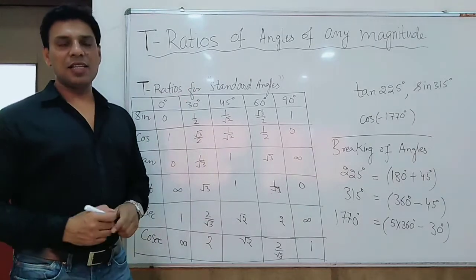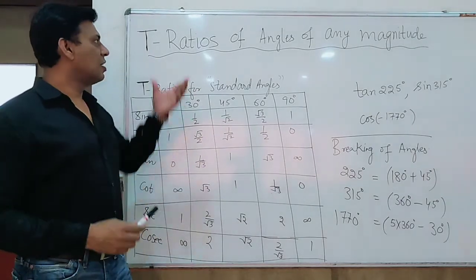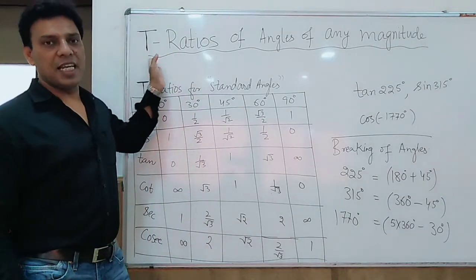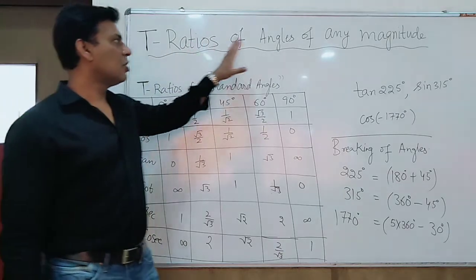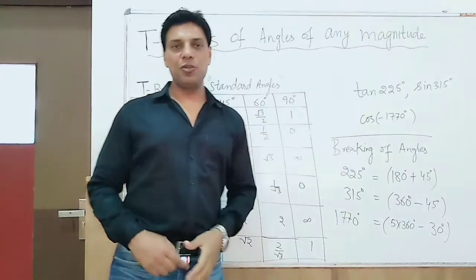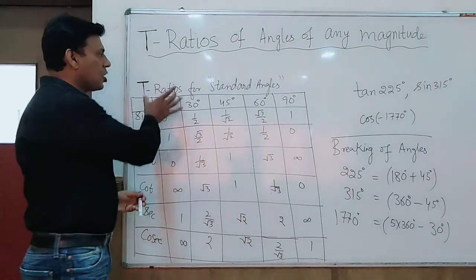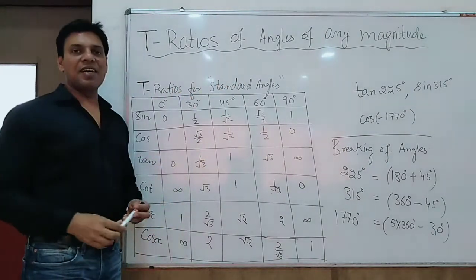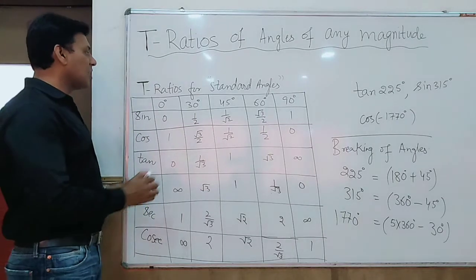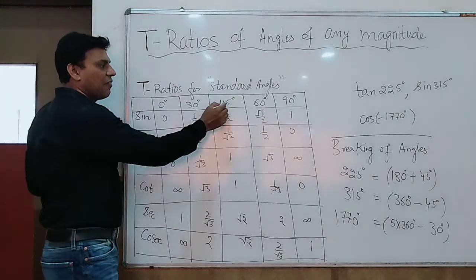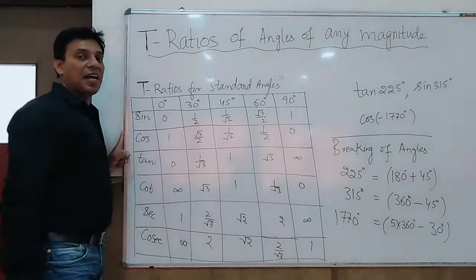So today in this video my topic is trigonometric ratios. T ratios means trigonometric ratios of angles of any magnitude. You have studied in class 9 and 10 trigonometric ratios of standard angles. The standard angles were 0 degree, 30 degree, 45 degree, 60 degree and 90 degree.